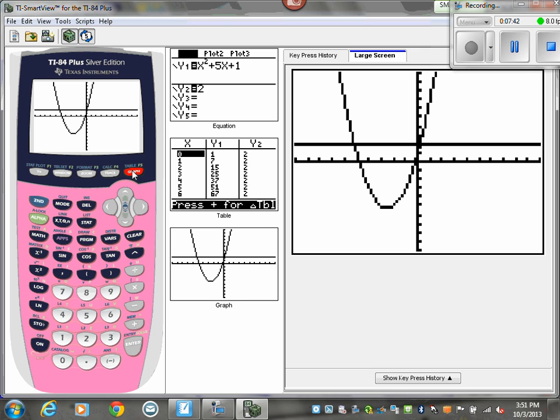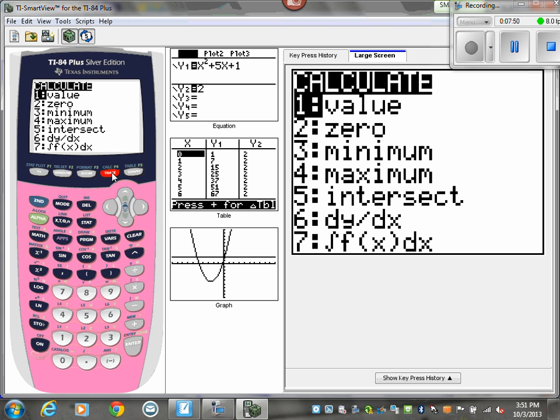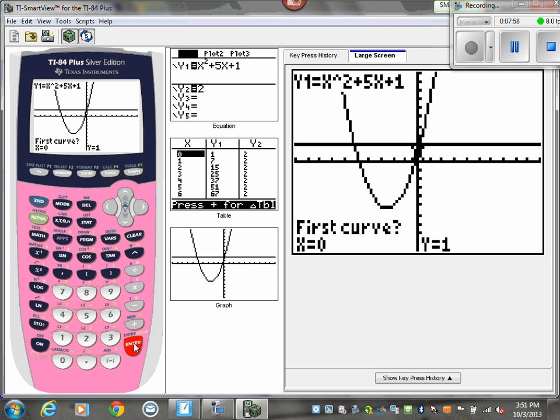So to find the intersection, I'm going to use the second calculate button that is up by the trace button. So I'm going to hit second trace, or calculate. I want to find where these guys intersect, so I want to go down to number 5, intersect. And what it's going to ask me is the first curve. Where is the first graph? You can see a flashing cursor. I'm going to move it around a little bit. And right now the first curve is on that parabola. Okay, so I'm just going to move it.